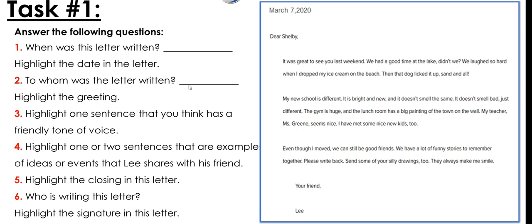Number 2: to whom was the letter written? That will be the greeting. Number 3, highlight one sentence that you think has a friendly tone of voice. Number 4, highlight 1 or 2 sentences that are examples of ideas or events that Lee shares with his friend. Number 5, highlight the closing in his letter. Number 6, who is writing this letter? So highlight the signature in this letter.